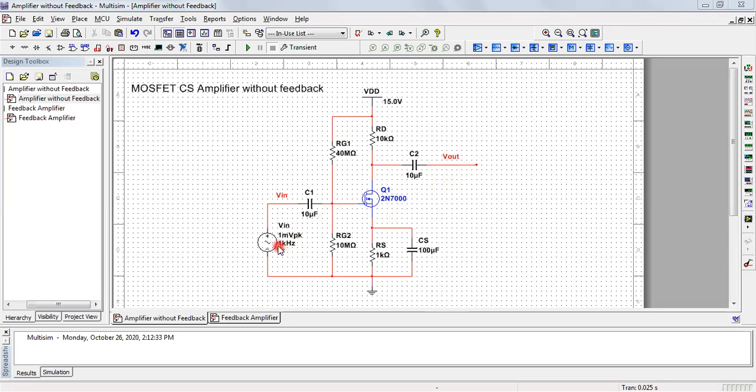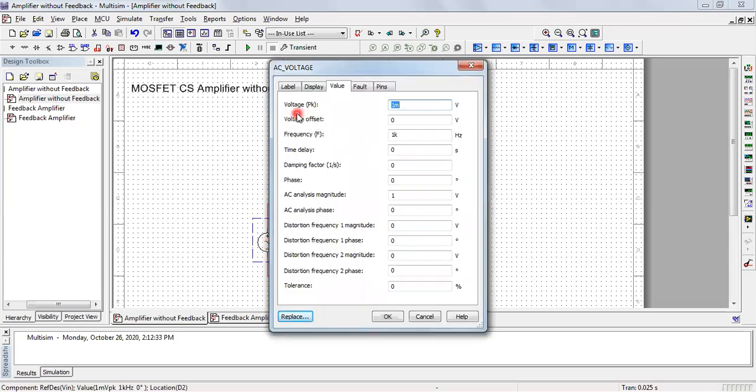And now we can find out how much gain we are getting. We are applying a very small input. Let me open its properties. So we are applying a 1 millivolt peak amplitude sinusoidal signal, with a frequency of 1 kilohertz. That means a low frequency, clear? For the AC analysis, the magnitude is 1 volt.